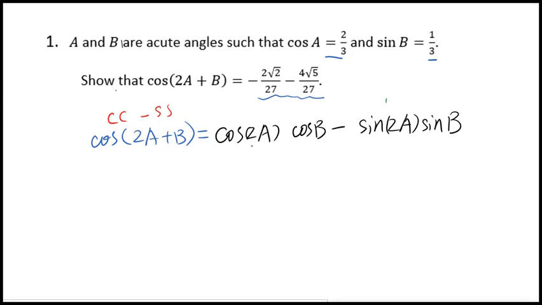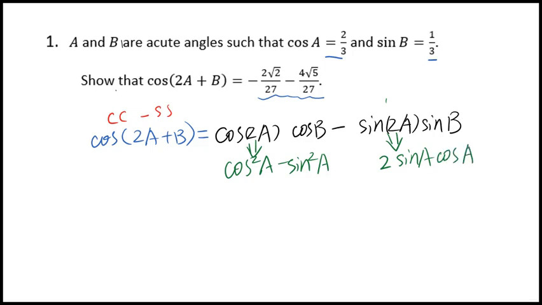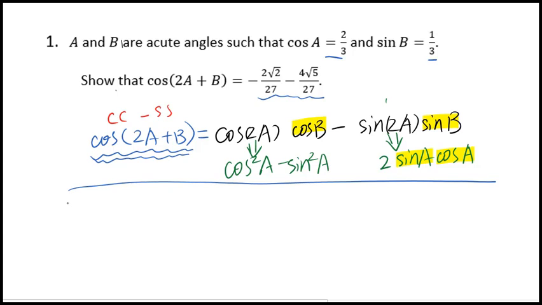For cosine 2A, we can use cosine square A minus sine square A to figure out. For sine 2A, you will use 2 sine A cosine A. In other words, you need to figure out cosine B, and sine B is given. Sine A, you have to figure out, you are given cosine A. So you have to figure out sine A, cosine A, sine B, cosine B, so that you can get cosine 2A plus B. Therefore, first of all, you get started here.